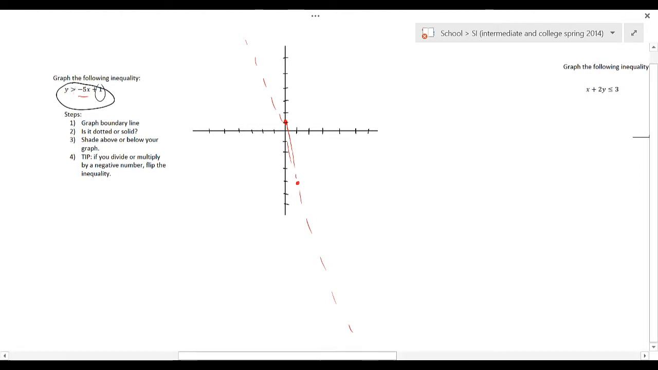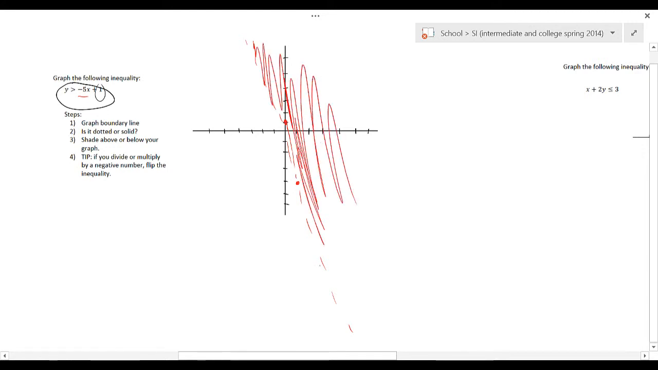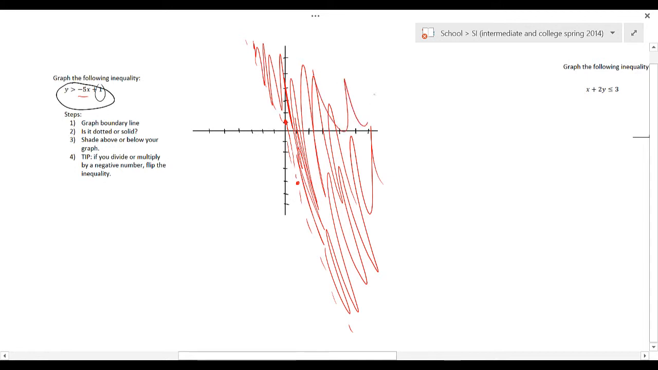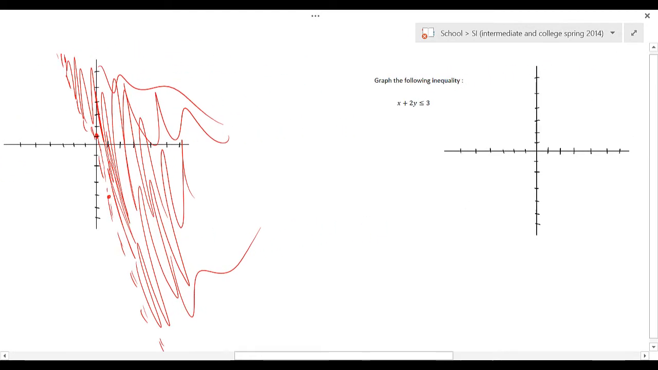It looks to me like it's y is greater than, so I'm going to decide, well, where are my y values greater? Are my y values greater above the line or below the line? They're always greater above the line, so you shade above the line. And of course this shading goes on forever. But it's still just a dotted line, because we don't include the values on the line. And that's that. Let's go on to our next example.